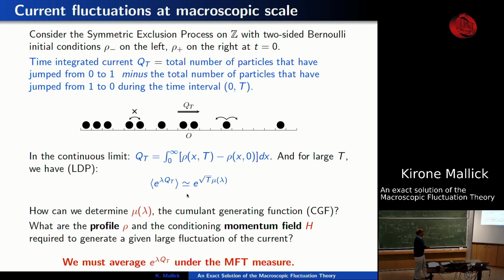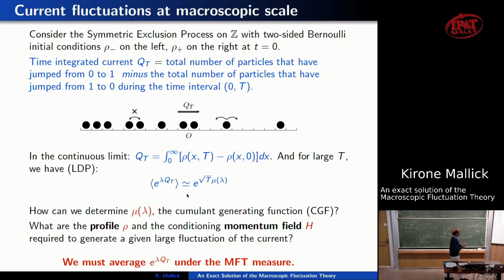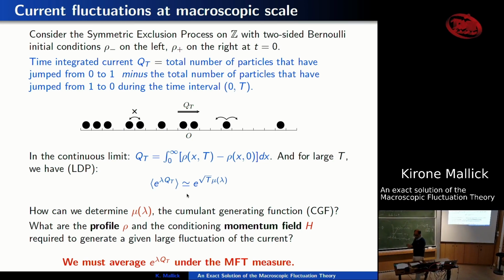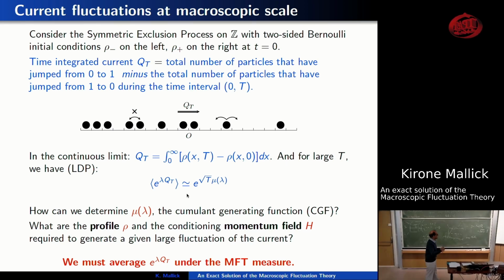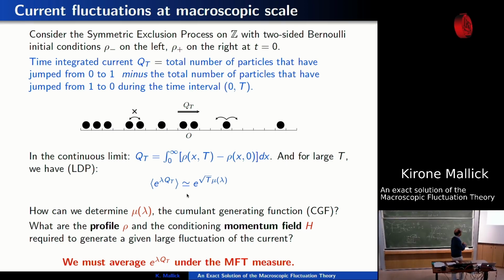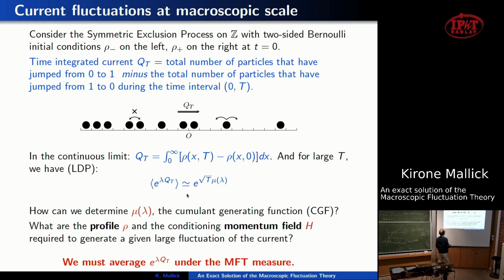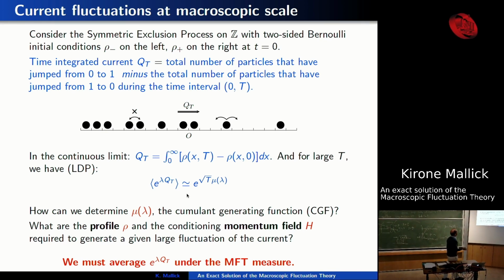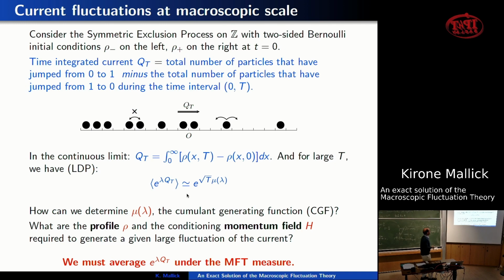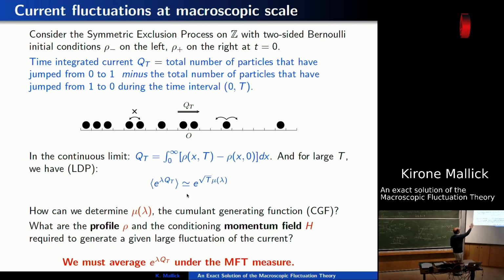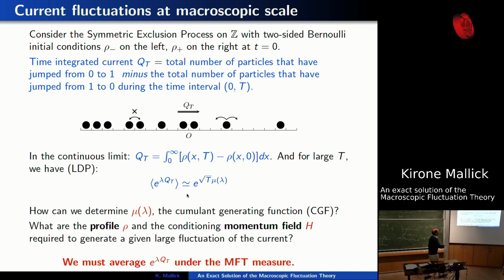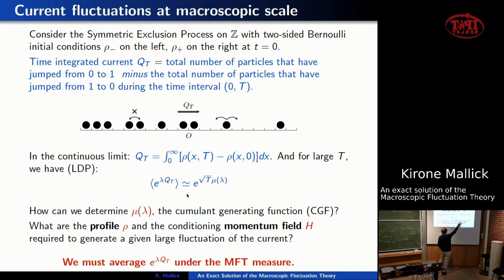So I consider on the infinite line, the lattice Z, the symmetric exclusion process, particles which are hopping in continuous time, and which can make symmetric nearest neighbor jumps with probability dt to the left, dt to the right. Only jumps to an already occupied site are forbidden, so this is a hardcore exclusion. I start with so-called two-sided Bernoulli initial conditions, which means that on the negative sites, each site is occupied independently from the others with probability rho minus, and empty with probability 1 minus rho minus. And on the right, each site is occupied with probability rho plus and empty with 1 minus rho plus.